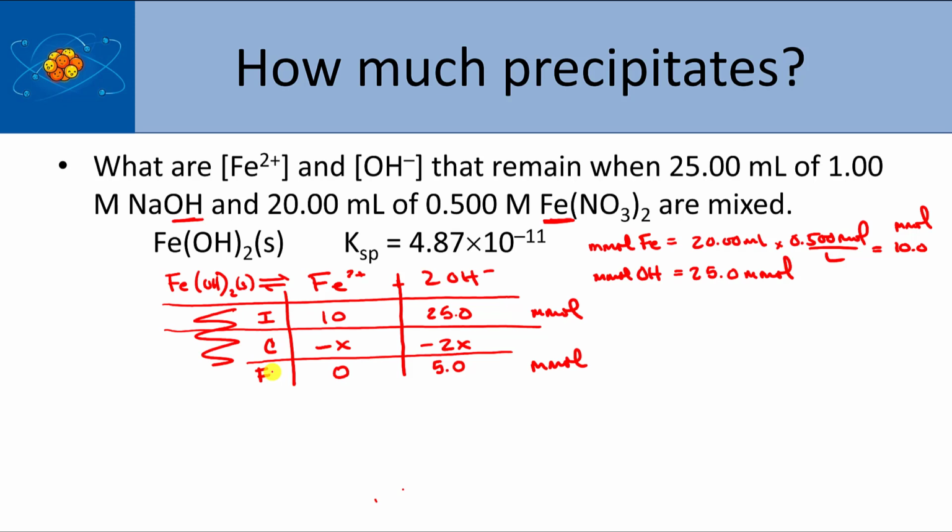But watch what we're going to do. We're going to make that the initial for my second ice table. And the way you do that is you divide by total volume, which is, in this case, 25 plus 20, which is 45 milliliters.